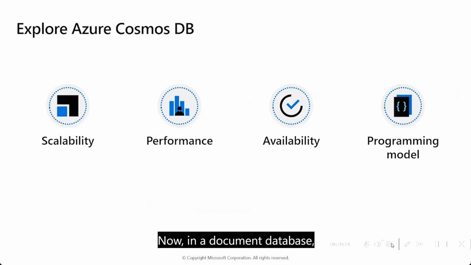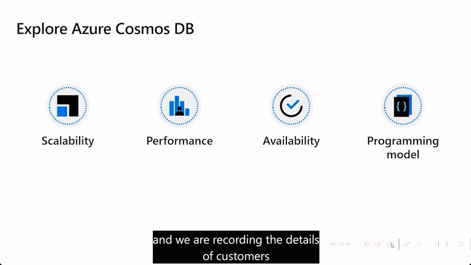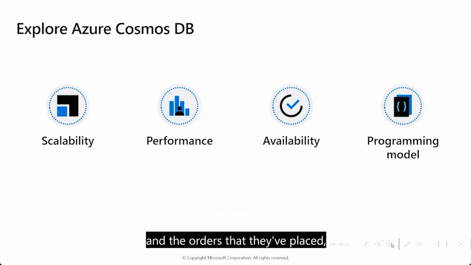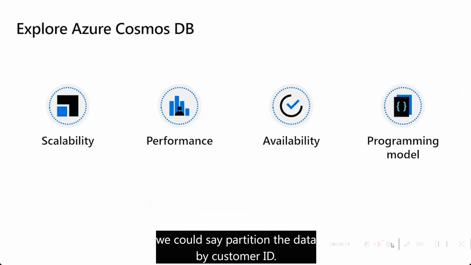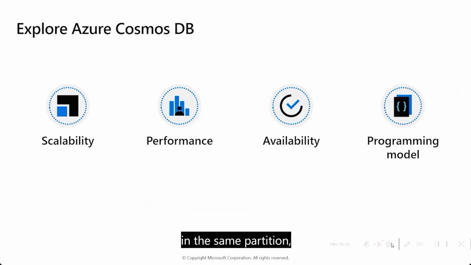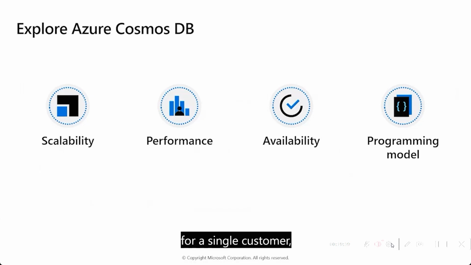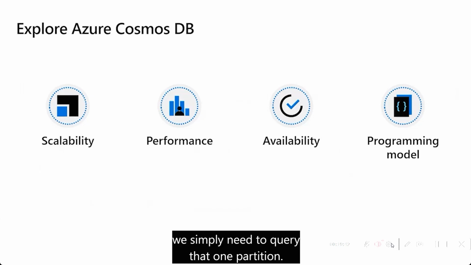Now, in a document database, for example, if we are looking at an e-commerce system and we are recording the details of customers and the orders that they've placed, we could partition the data by customer ID and then store the customer and order details for each customer in the same partition, which means to find the information and orders for a single customer, we simply need to query that one partition.